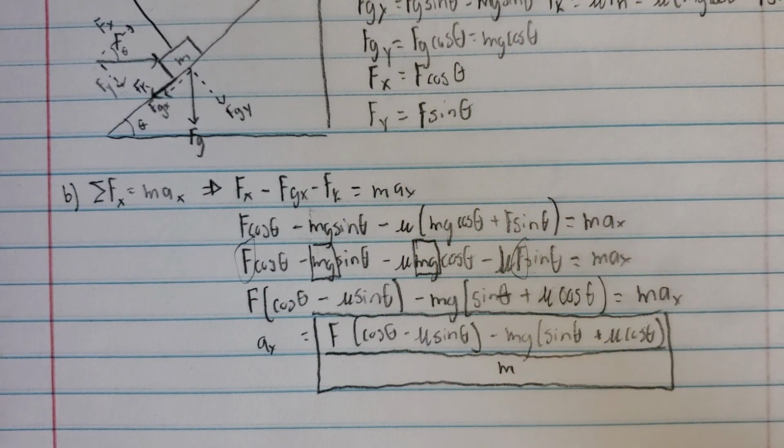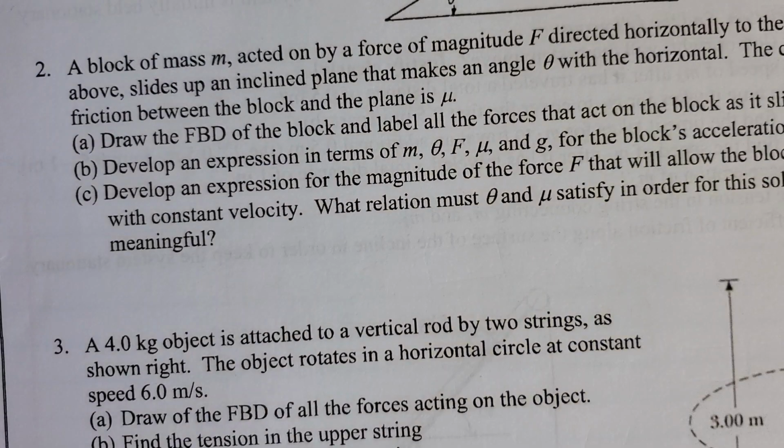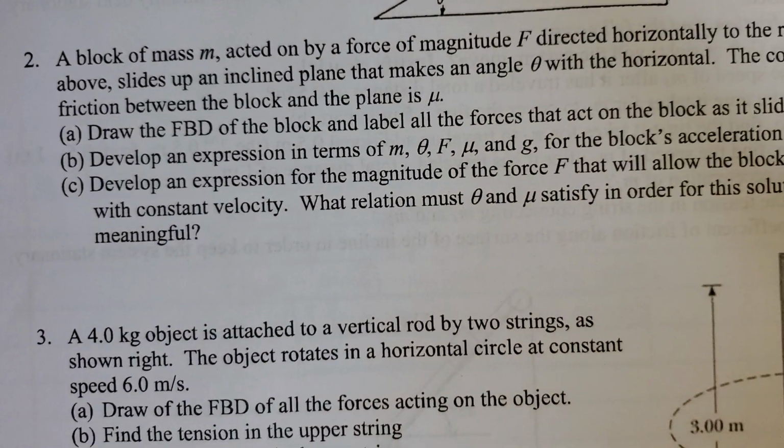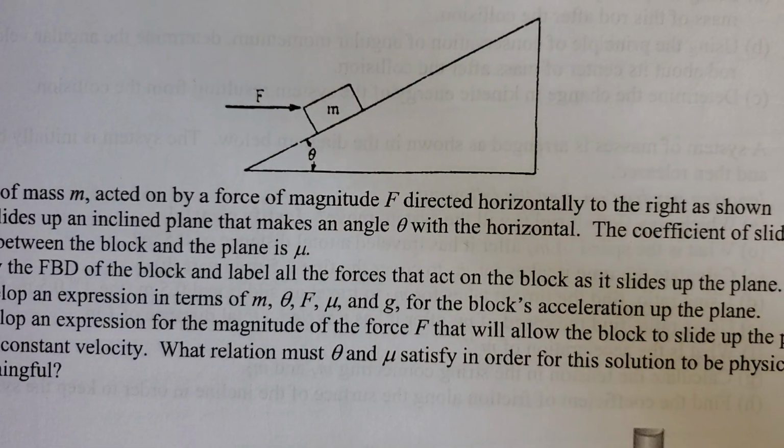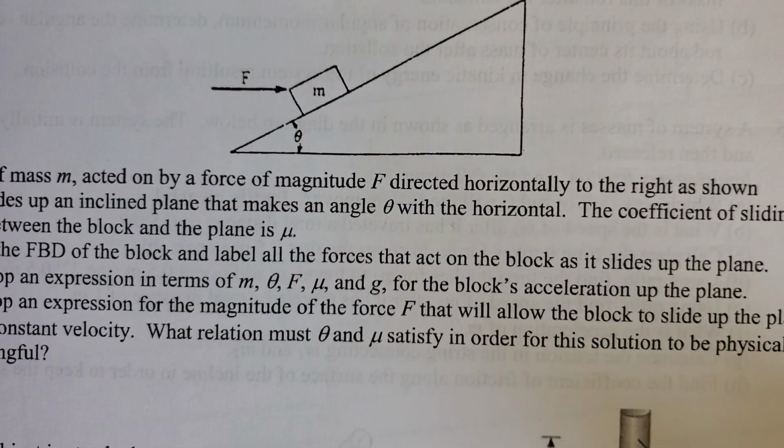Okay. Part C wants me to develop an expression for the magnitude of the force F that will allow the block to slide up the plane with constant velocity. What relation must theta and mu satisfy in order for this solution to be physically meaningful?